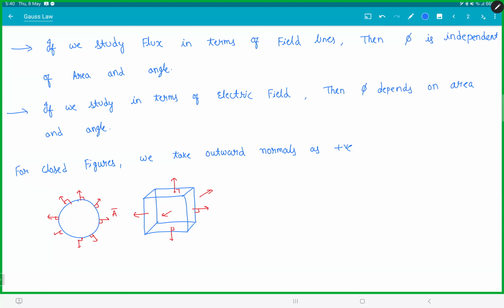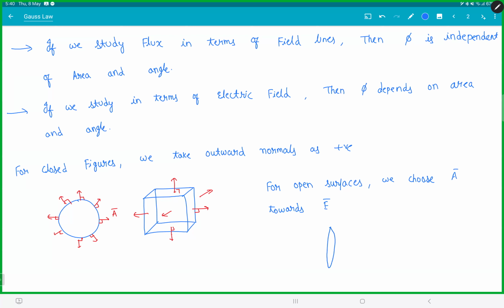So whenever someone gives you a closed figure, we take the outward normals as positive. Means if the lines are coming out, then the flux is positive. If the lines are going in, flux is negative. And for open surfaces, means if it's not a closed figure, you can actually choose any direction you want, but we prefer to keep the angle acute. We choose A bar towards Z bar. It is just a convention.